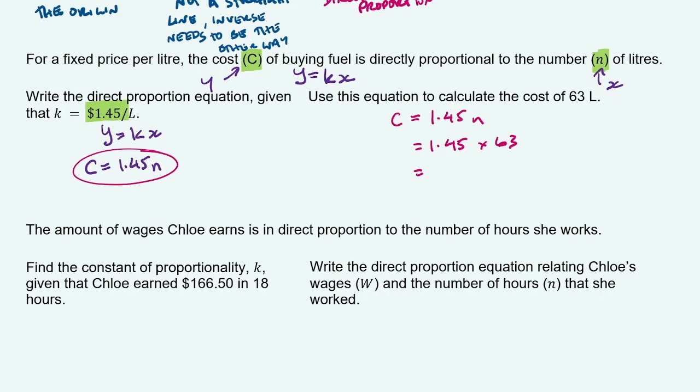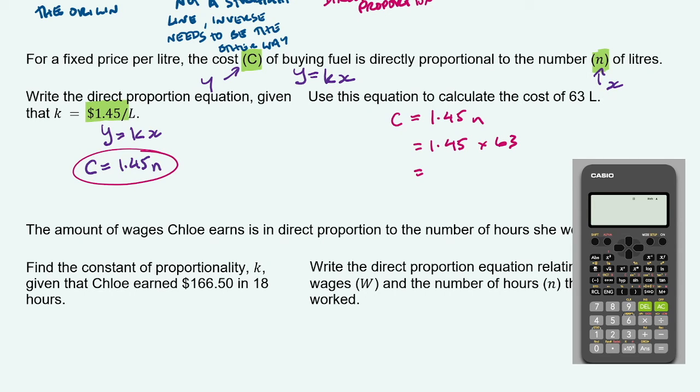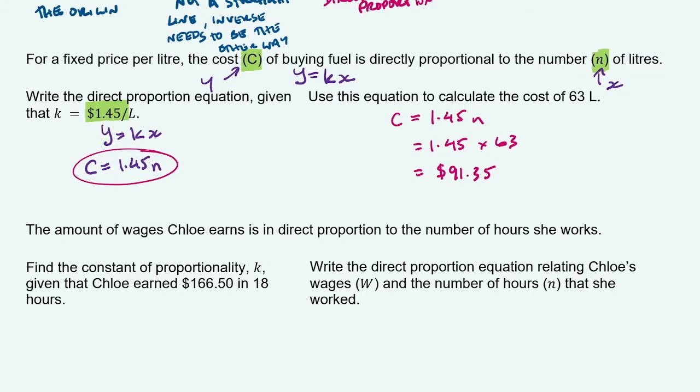All right, so let's see our calculations happening. There's our calculator. So we go 1.45 times 63 equals 91.35. So it'll be $91.35. Pop that calculator away again. All right, so that's how that's going to work there.